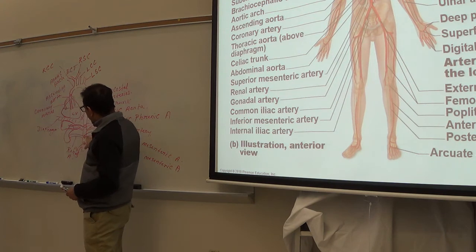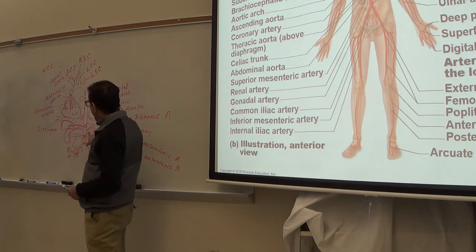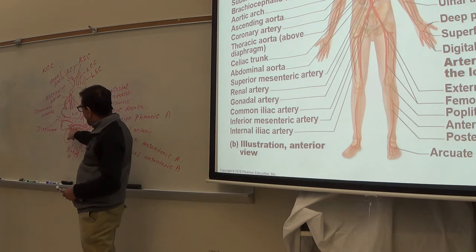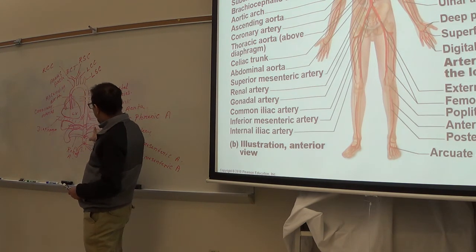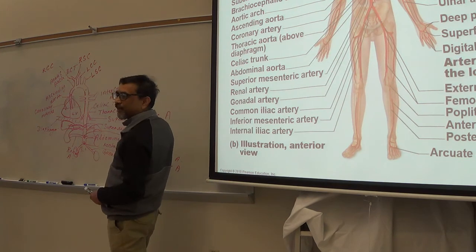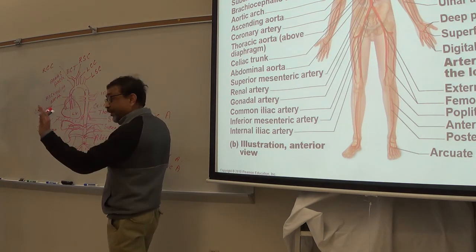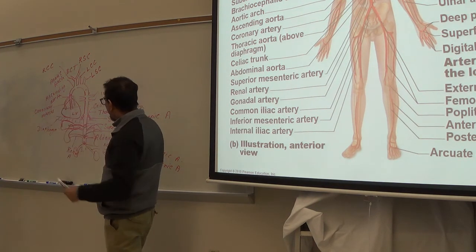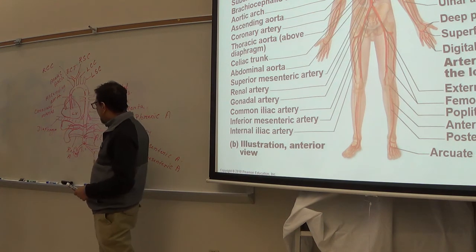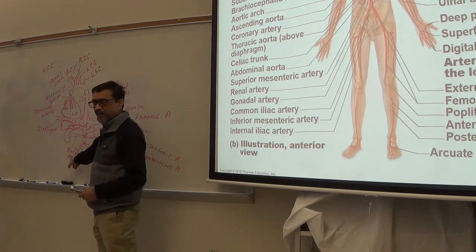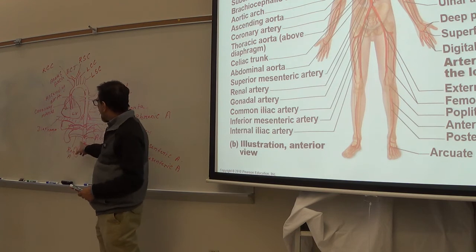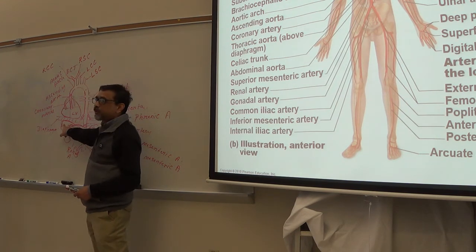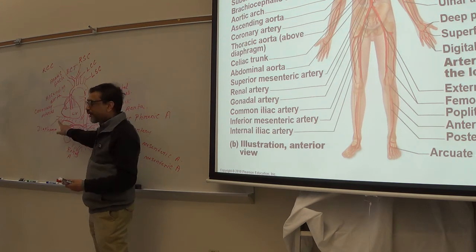Okay. Two arteries go to the kidneys. Those are called? Renal. Two arteries go to the adrenal gland or suprarenal gland. Those are called? Suprarenal arteries. Make sense? Those are paired, right? Two. Two arteries go to the gonads, called the gonadal arteries. Make sense? One artery goes to the liver. Hepatic. Liver, hepatic. Make sense? Okay.